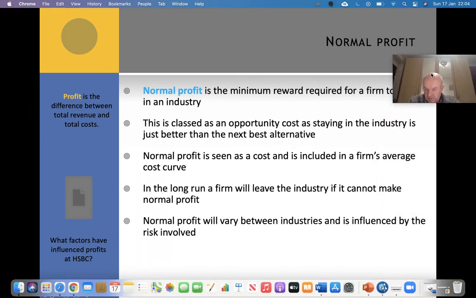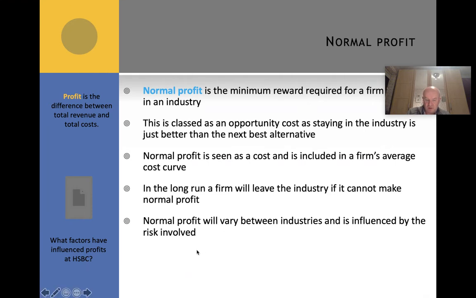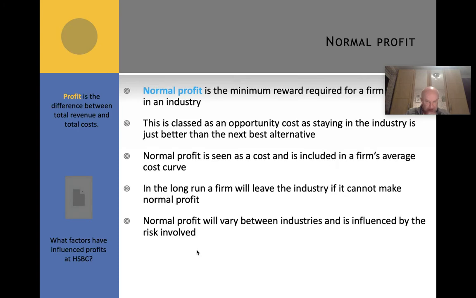So I do apologise for this being slightly truncated in terms of the way I'm presenting it. In this case, normal profit is going to vary between industries and is influenced by the risk involved and any change that people might choose to take on board. Okay. So that's basically normal profit.